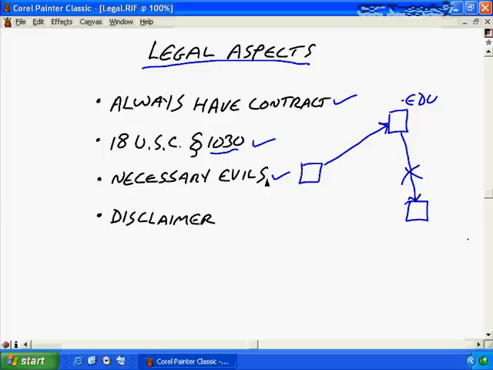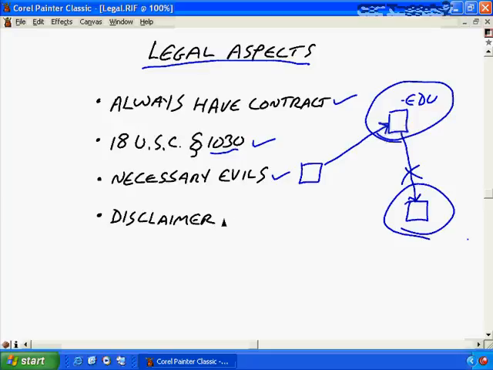However, here's where the necessary evils part comes in. We don't have a contract to hack against this student's computer up here. We have a contract to hack against this guy. So, are you really going outside of the scope or out of your bounds by going through that EDU first? In the letter of the law, you probably are. In the spirit of the law, perhaps you're not, because you're under contract to this company to see whether or not a black hat hacker could penetrate their network. And that's exactly what you're doing. You're taking the same route that a black hat hacker would.